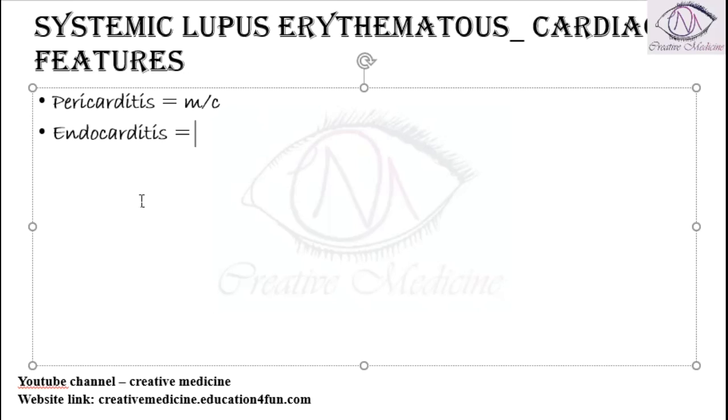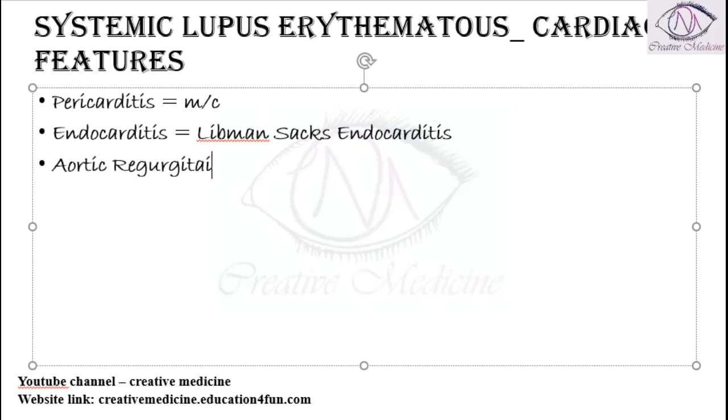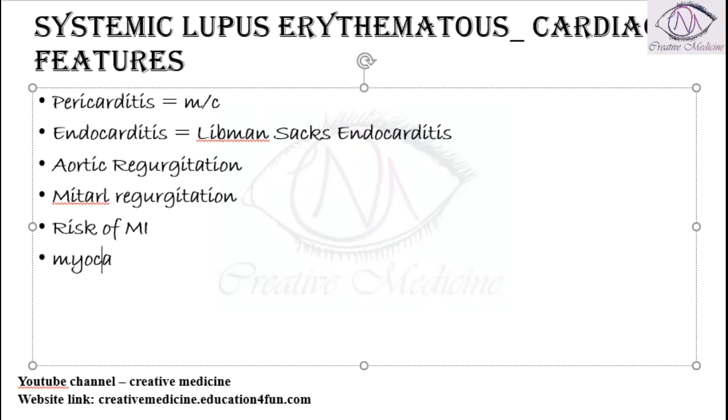The patient can develop endocarditis, especially Libman-Sacks endocarditis, in patients with SLE. Aortic regurgitation is common, along with mitral regurgitation, in patients with SLE. Then there is a risk of myocardial infarction. Myocarditis and endocarditis are also seen in SLE.